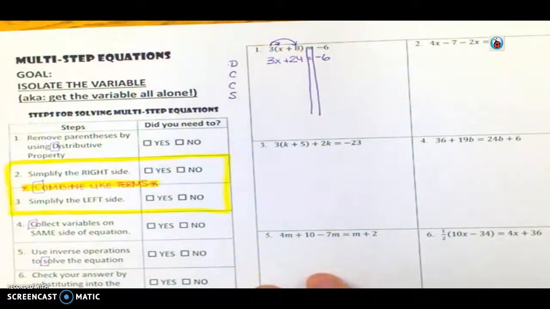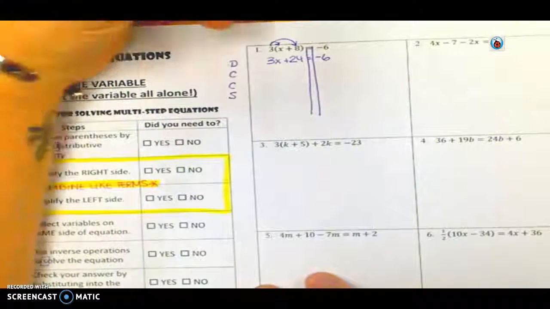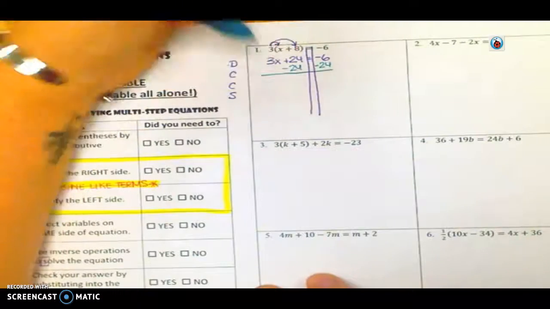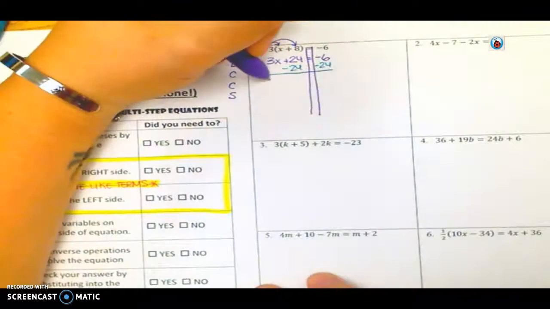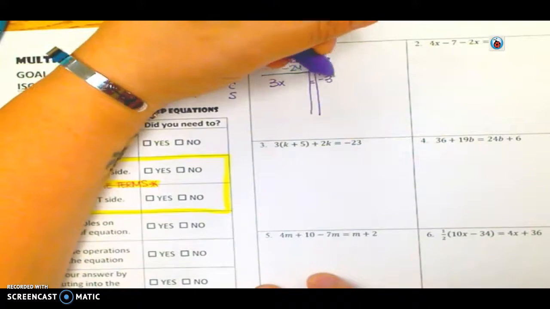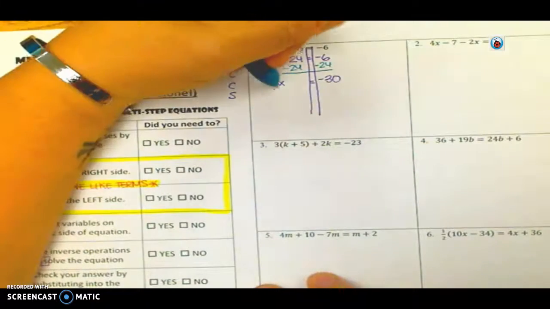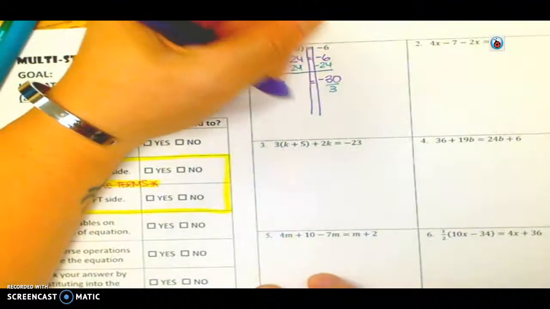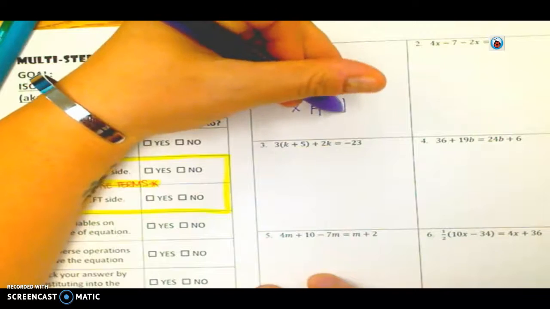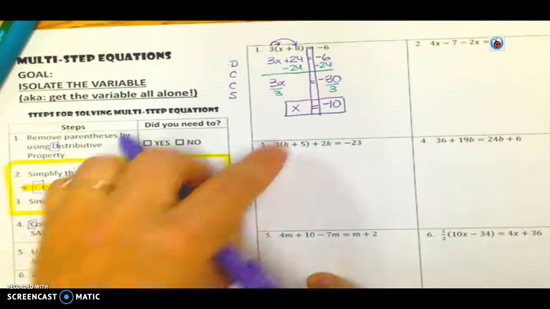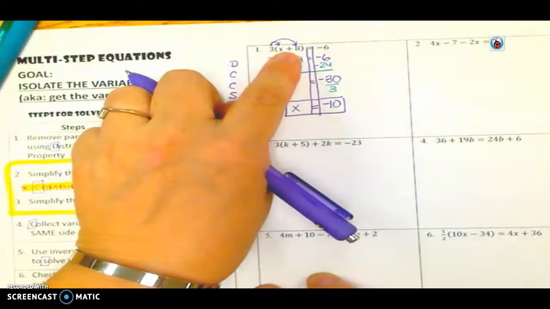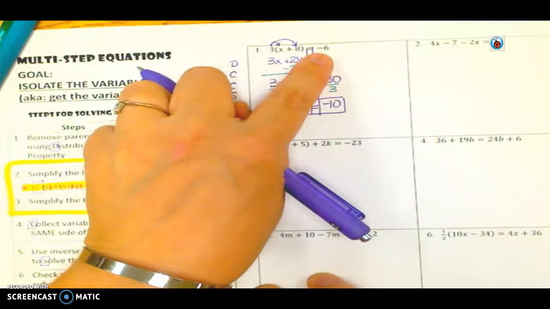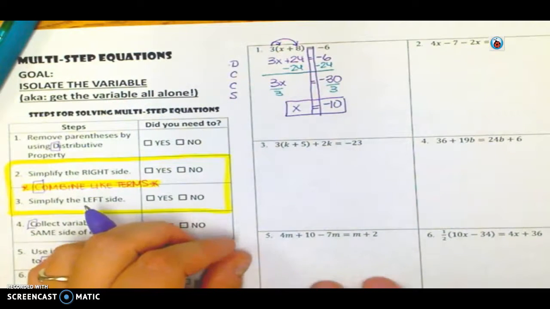And so now we can go ahead and solve by using inverse operations. So I'm going to subtract 24. I get 3x equals negative 30. I'm going to divide both sides by 3. And I'm going to get x equals negative 10. If I wanted to, I could plug that back in up top. Negative 10 plus 8 is negative 2. And negative 2 times 3 does give me a negative 6. So I know that I got that one correct.